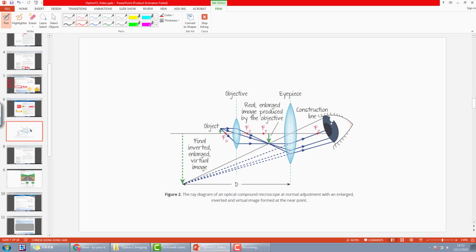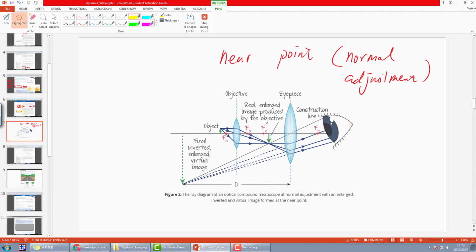That is to say, no matter where the object is, it doesn't really matter. When we say set something to normal adjustment, or set something to near point, you will see this word later on in another section. Whatever it means has nothing to do with where the object is. It's more about the final image, and the distance between that and your eye.